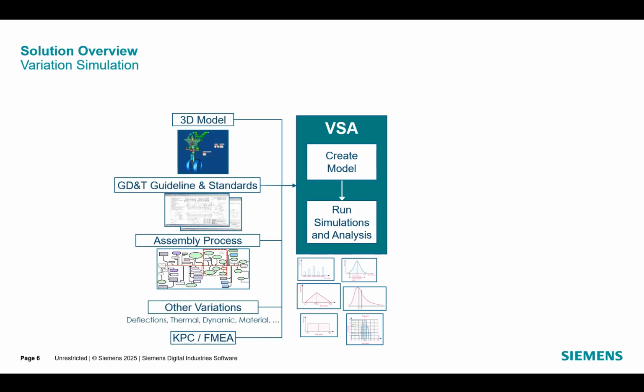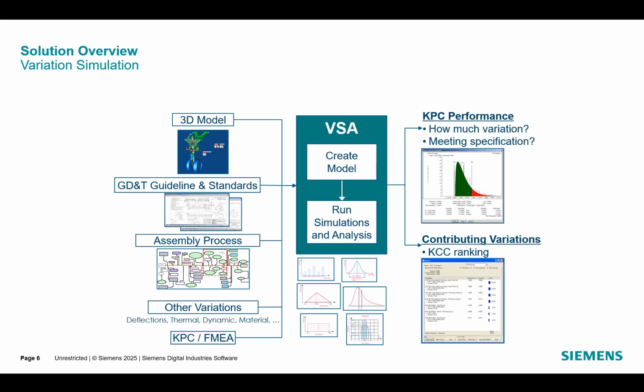VSA input includes 3D models, initial GD&Ts, assembly process, other dimensional variation factors such as deflections and deformations, as well as KPC measurement requirements. The 3D models for VSA could be from many different CAD platforms through the JT format. The initial tolerances could be from company design guidelines, standards, or empirical data such as metrology data and experimental findings. The assembly process includes both assembly sequences and locating methods. The KPC could be from design requirements, manufacturing experience, and the lessons learned, and other quality activities such as Six Sigma studies, failure mode and effect analysis, also known as FMEA.